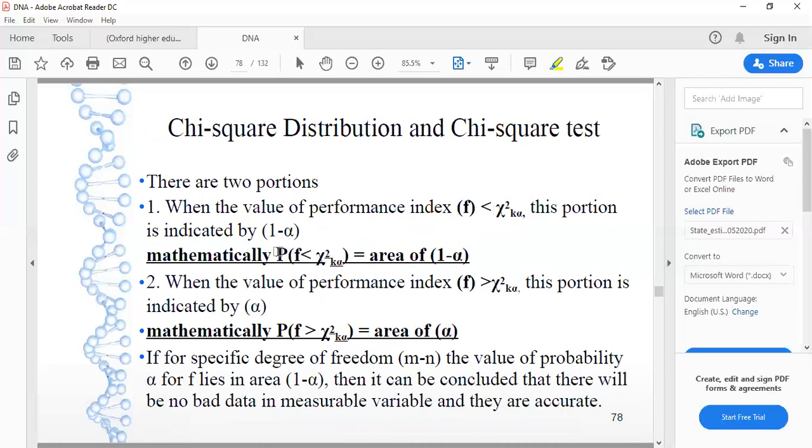So if it is less than chi-square, then it lies under the area 1 minus alpha. So we can easily say that there is no bad data. But if the performance index f is greater than the area of alpha, then we can say that it will be erroneous data.